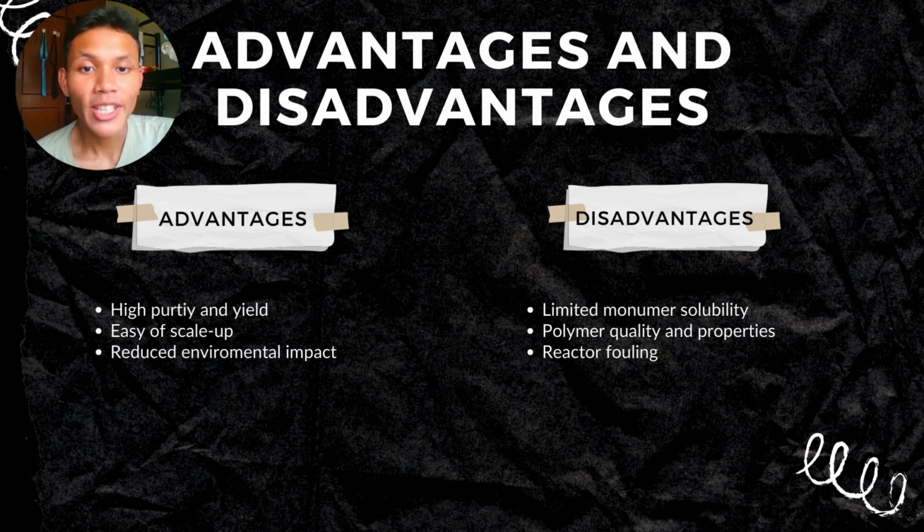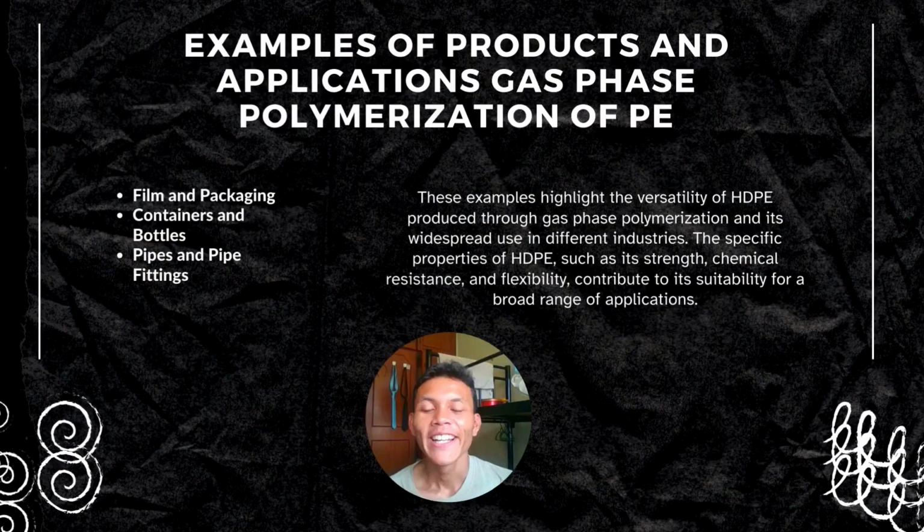Next, we have the reactor fouling. The formation of polymer deposits on the reactor walls, or fouling, can occur, affecting heat transfer and requiring periodic reactor cleaning. Lastly, we are going to the examples of products and applications of gas phase polymerization of polyethylene. We have the film and packaging, containers and bottles, and also pipes and pipe fittings.